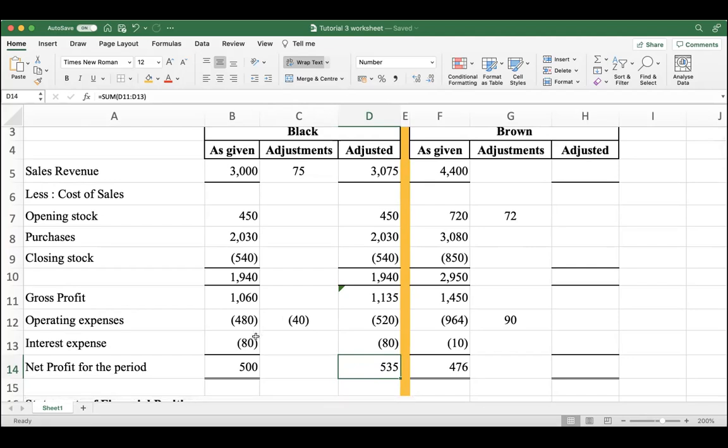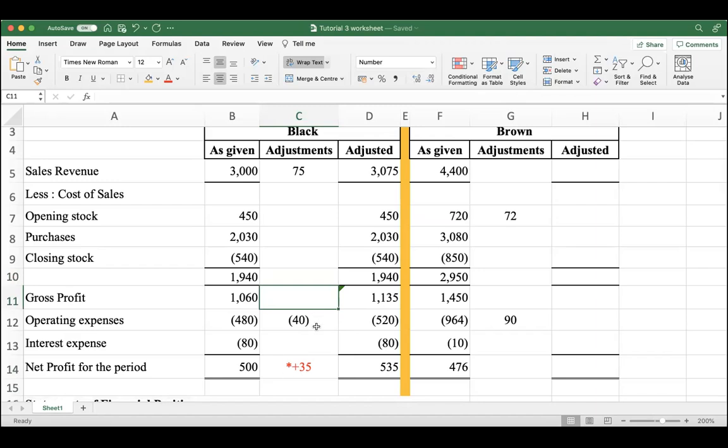Now you see, profit has given 500, but revised profit is 535. The meaning is the final profit increases by 35. With the adjustments, profit increases by 35.